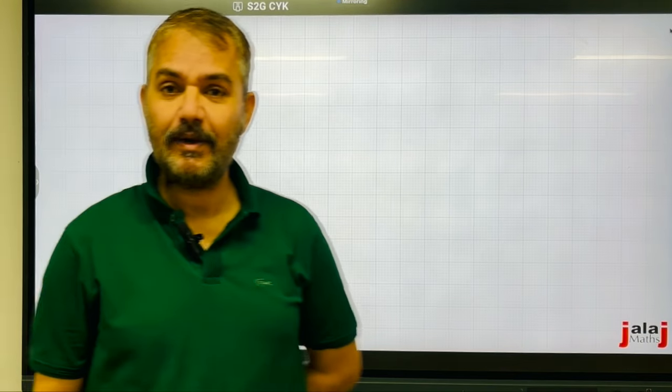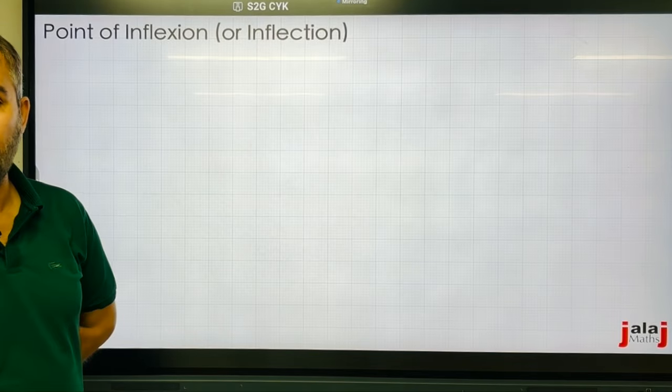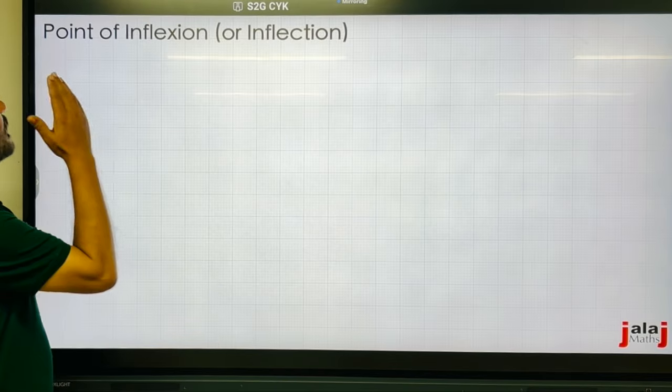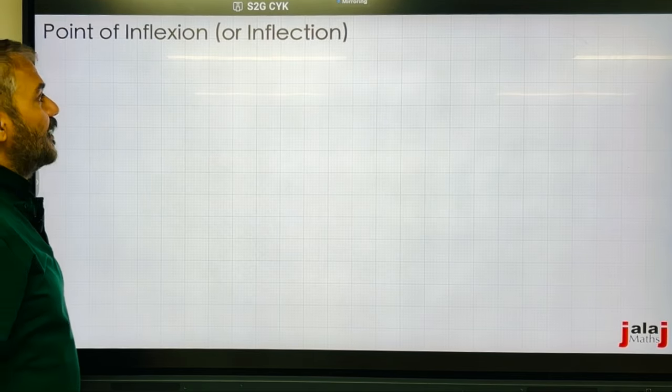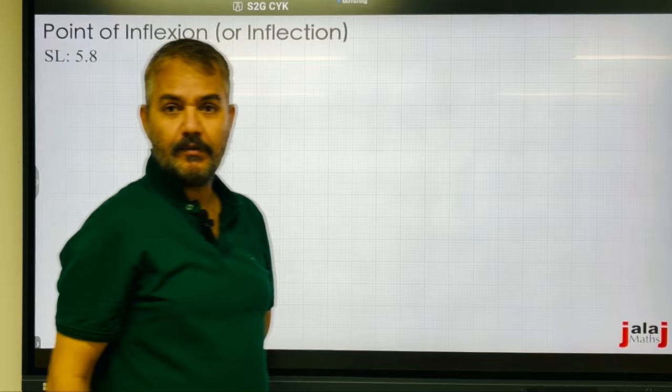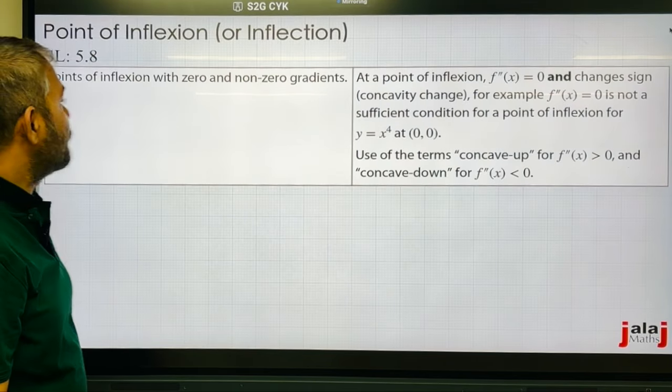Hello, welcome again. Today we are going to discuss a very important component of the IB diploma syllabus, that is point of inflection, which is spelled as XION or ECTION. So point of inflection is part of both SL and HL, it is section 5.8.